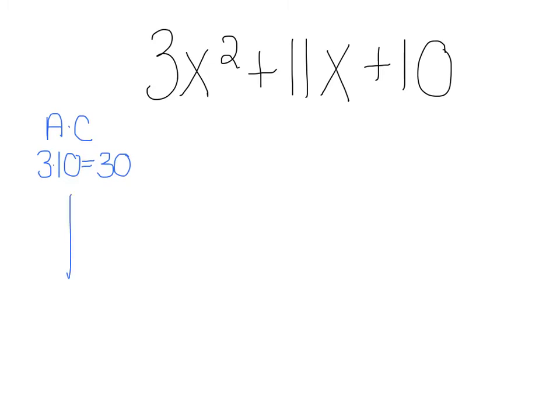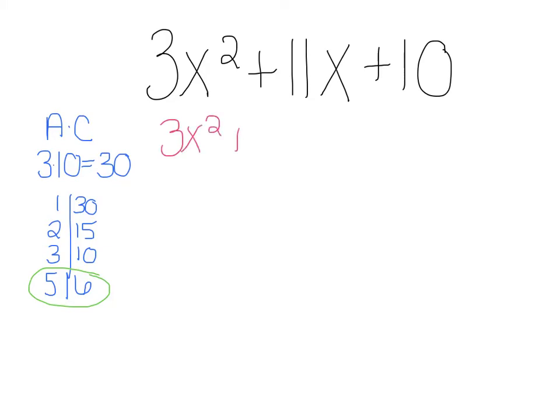So if we go through our factors, we have 1 and 30. That's not really going to do us anything. We have 2 and 15. That's not going to help us. 3 and 10. That's closer, but that's still not going to help us. 4 does not go into 30, but 5 does. 5 times 6 is 30, and 5 plus 6 is 11. So these are our two factors. So we're going to have 3x squared plus 5x plus 6x plus 10.